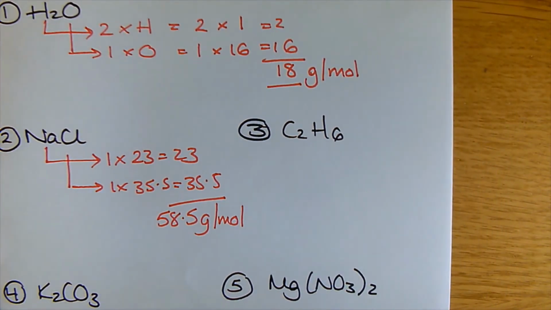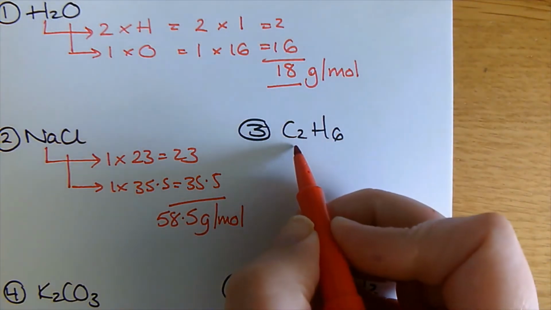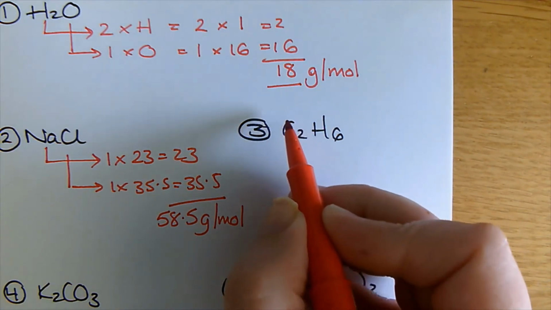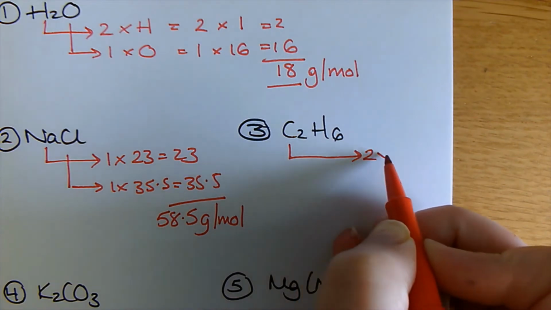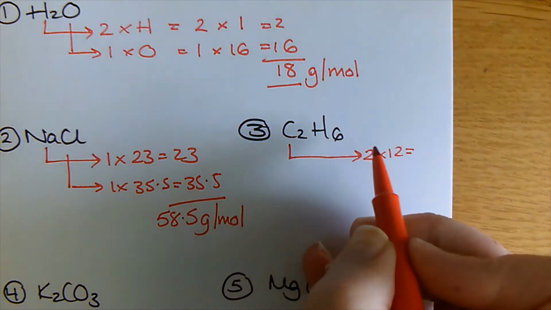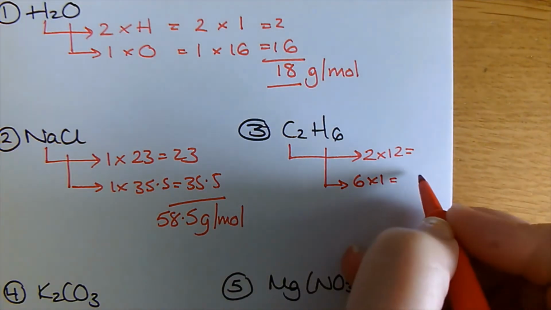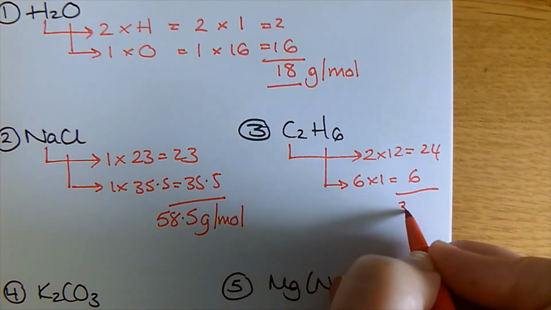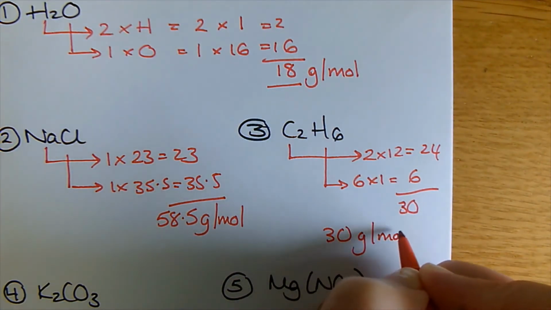Getting a little bit more difficult now, we'll move on to ethane. We have 2 carbons here. Remember, the subscript number refers to the element just before it, so 2 times carbon. Carbon is 12. And here we have 6 hydrogens, so 6 times 1. So we have a gram formula mass of 30 grams per mole.